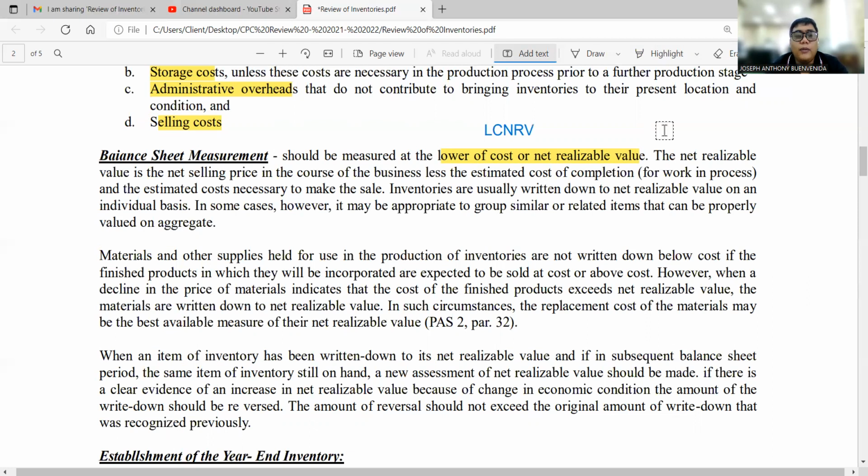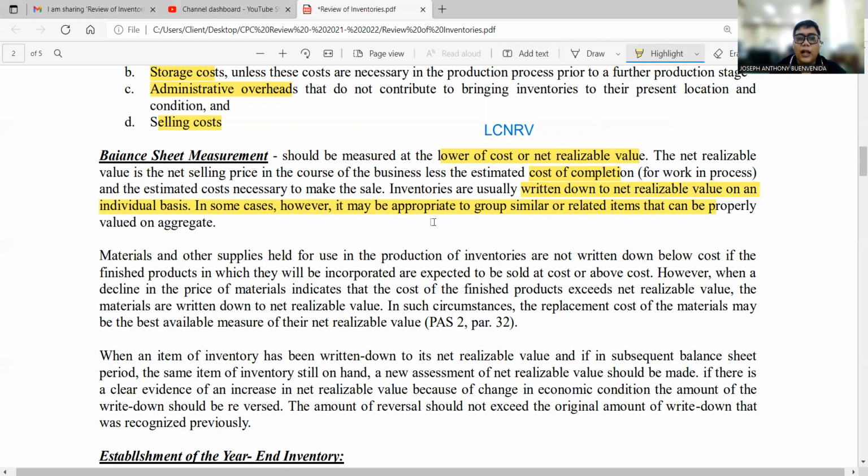Okay, so the net realizable value is the net selling price in the course of the business less the estimated cost to sell or cost to complete. Okay, so and the estimated cost necessary to make the sale. So inventories are usually written down to the net realizable value on an individual basis. So in some cases, however, it may be appropriate to group similar or related items that can be properly valued on aggregate. Okay.